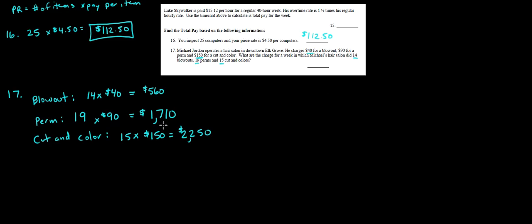So I earned $560 from the blow dries. The perms were $1,710, and then the cut and colors were $2,250. I add those all together to get the total amount that I made at the salon, and when I do that, I get $4,520. The grand total amount, that $4,520, is what my answer will be for this one, because it wants the total amount earned this week.